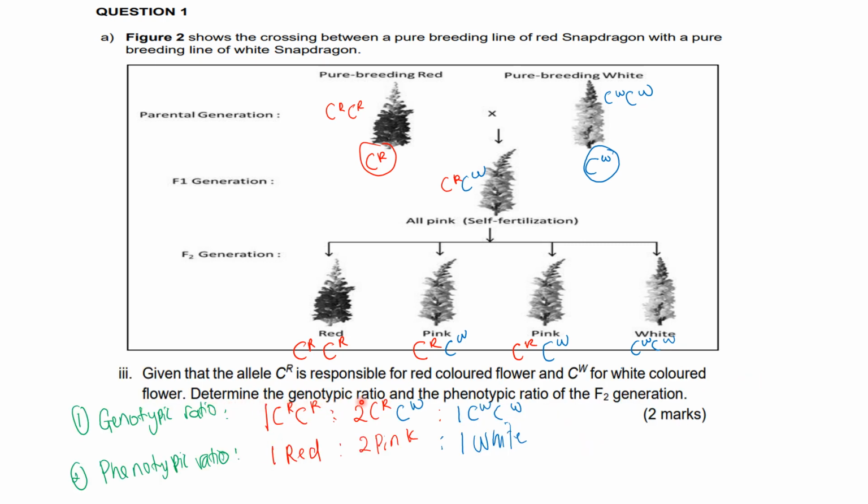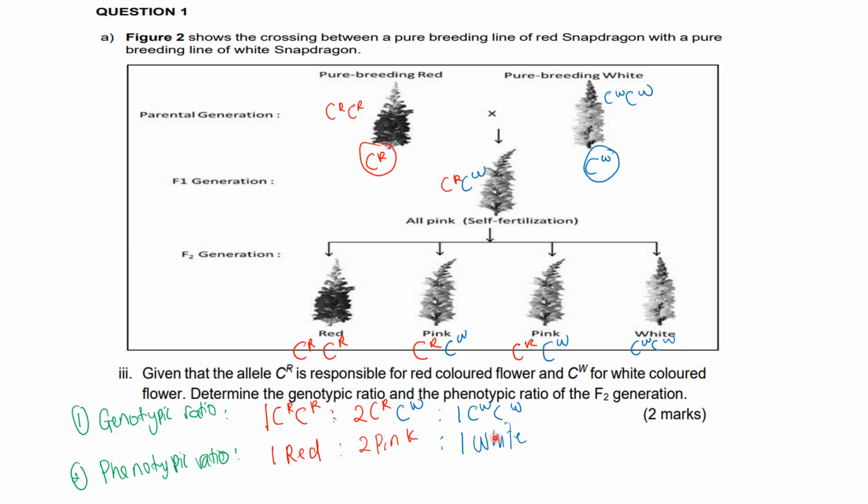For question 3, you have to determine the genotypic ratio and also the phenotypic ratio of the F2 generation. For every crossing, you have to know how to determine both ratios. As you can see from the diagram here, I already wrote the genotype for every generation: the parental generation, F1 generation and F2 generation. So basically the genotypic ratio is 1 CR/CR, 2 CR/CW, to 1 CW/CW. And as for the phenotypic ratio, it is 1 red to 2 pink to 1 white.